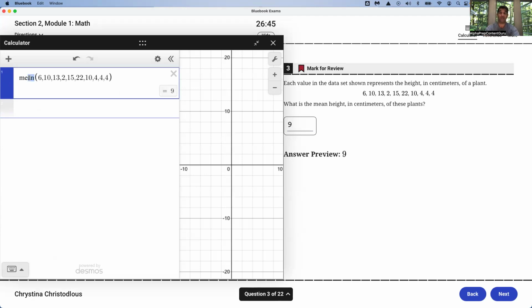Now, if it asks for median, you could totally put median. It would arrange them from smallest to biggest, find the middle number, and if there's an even amount of numbers, find the average of the middle two. But the fact that it does it is awesome. And if you remember mean, median, and mode, but you don't remember the exact differences, it's so cool that the calculator is here and waiting for you.